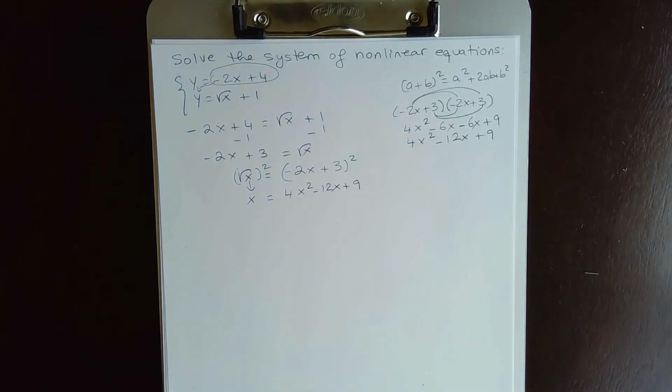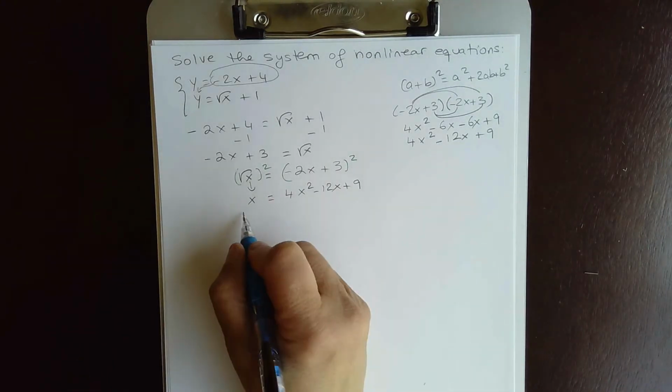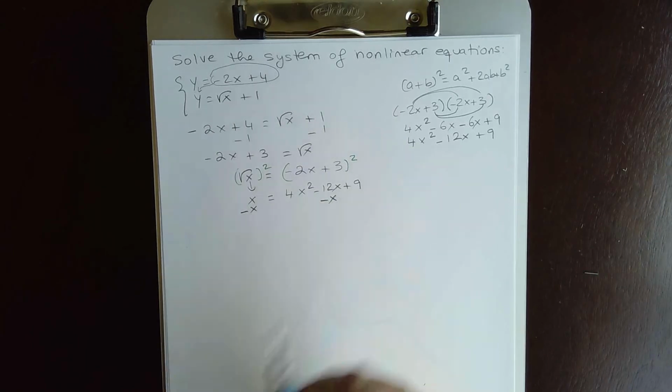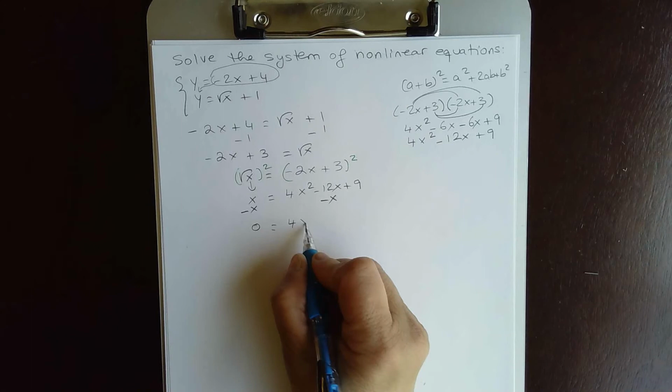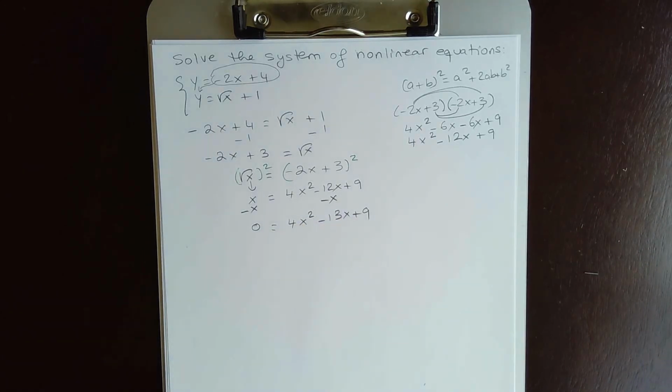Now we have a quadratic equation. We need to make one side equal to 0. So we need to take that x to the other side. We subtract x on both sides, and we get 0 equal to 4x squared minus 13x plus 9. Now here we have a quadratic equation. You can solve it by factoring if you can, or you can use the quadratic formula. I'm going to go ahead and try to solve it by factoring.